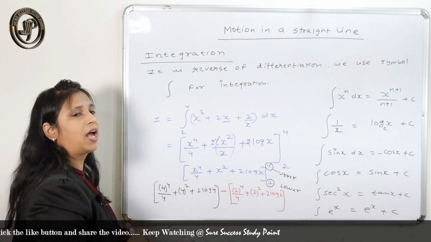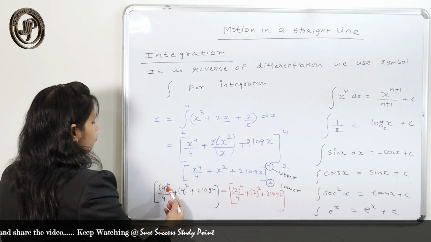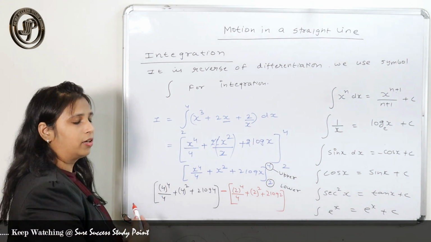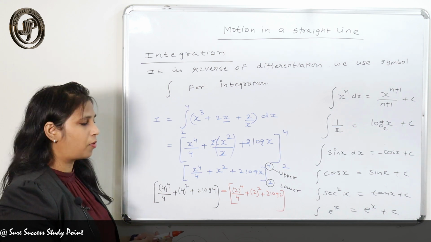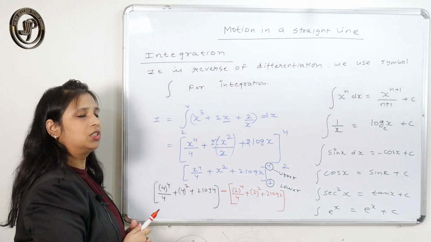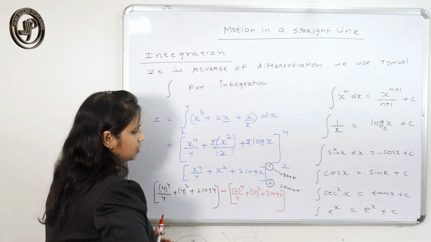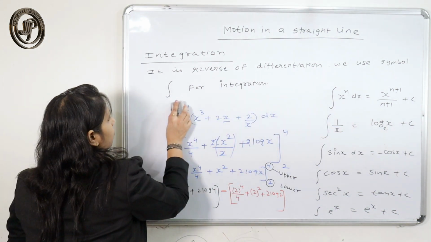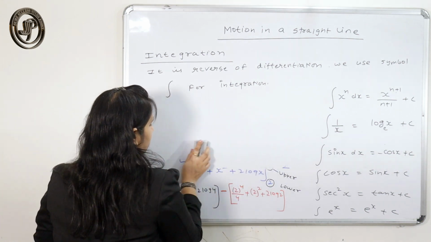Now you just have to simplify this only. 4 to the power 4, 4 and 4 will cut. So here you will get 4 to the power 3 plus 4 to the power 2, that will be 16. So in this way you just have to simplify this. Okay. Now I can take one more example of definite integral.